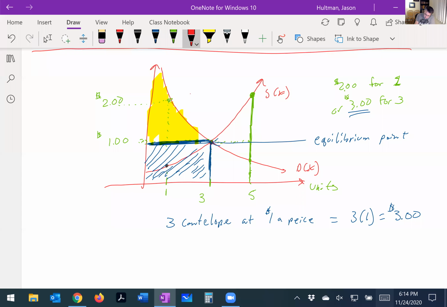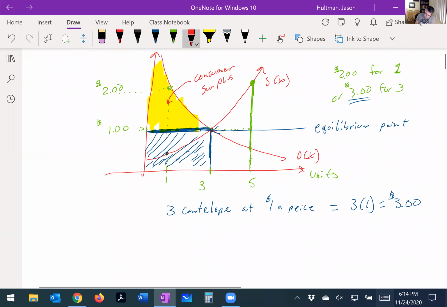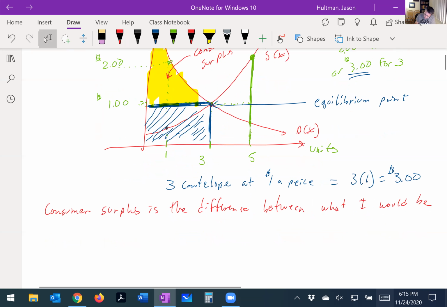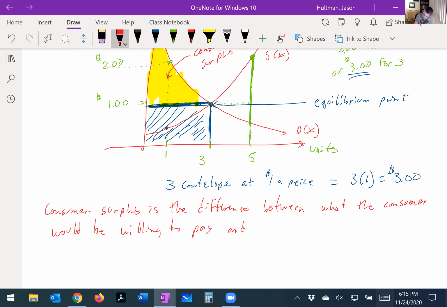So this here is the consumer surplus. Basically the consumer surplus is the difference between what I would be willing to pay, I shouldn't say I, but the consumer would be willing to pay, and what is actually paid. So it's basically the yellow area.